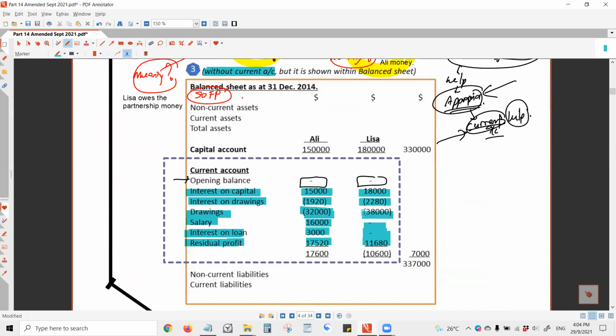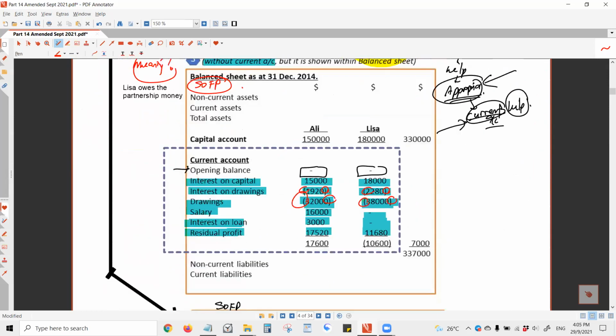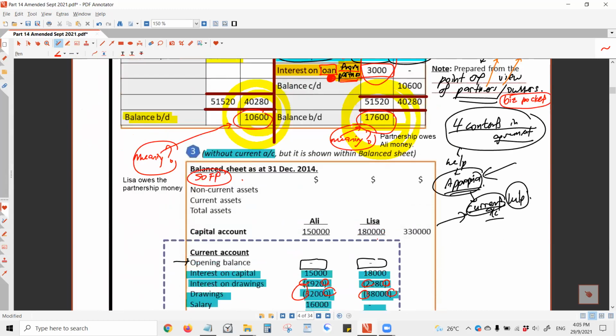For numbers that are on the credit side, you put positive. For numbers that are on the debit side, you put negative. And then when you total up, you will get the same amount. 176,000, 106,000. Are they the same as the balance in the T-shaped current account? Yes, the answer is the same.